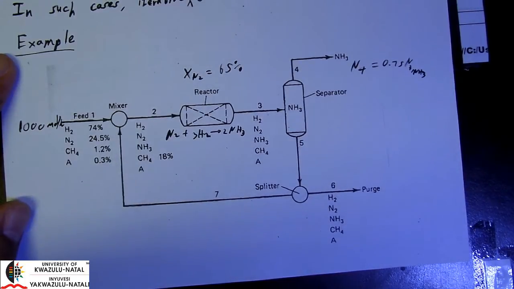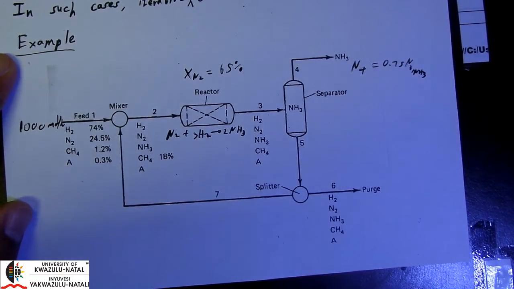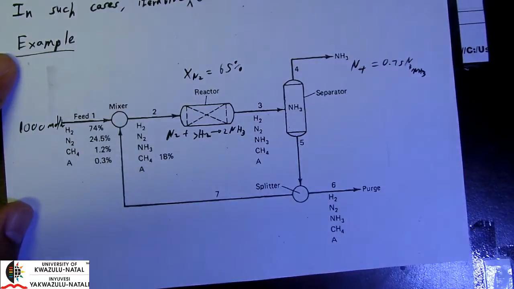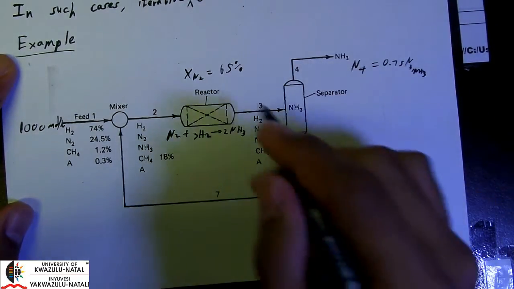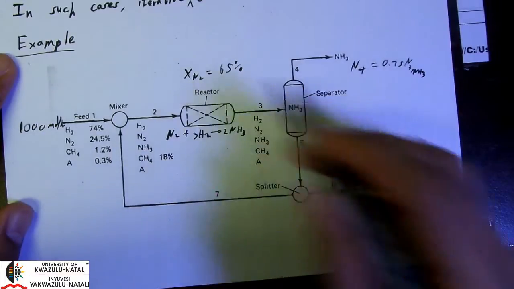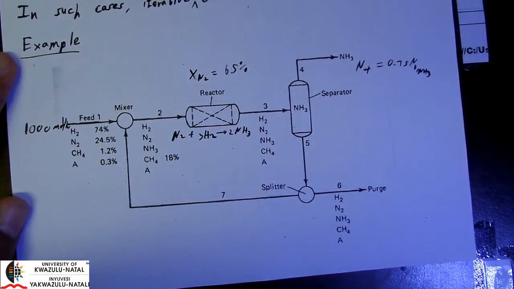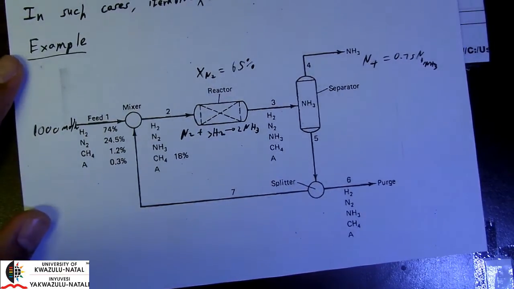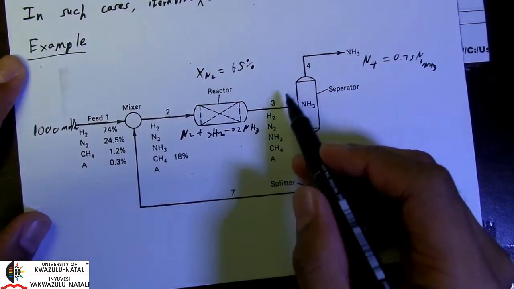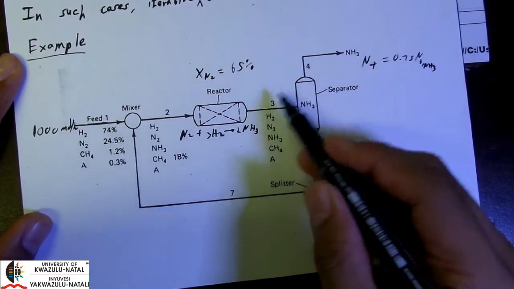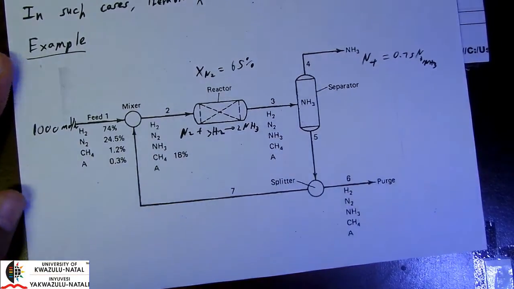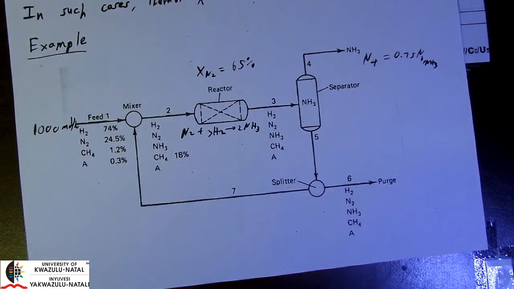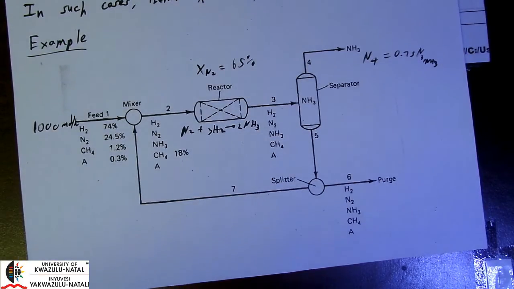And the purge rate is adjusted so that the combined reactor feed contains 18% CH4, so that we have a conversion of 65% of nitrogen per pass. And the question is that we need to find out what each of the flow rates and compositions are for each of these streams. Now let's look at a degree of freedom analysis for this particular process.